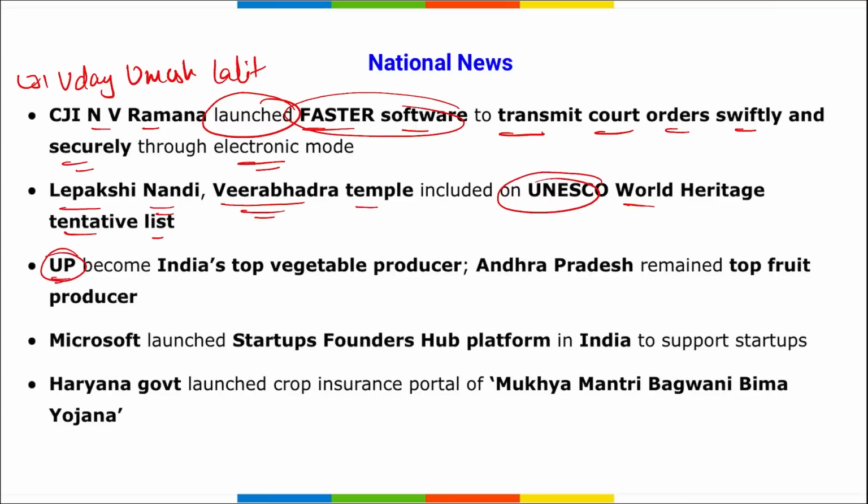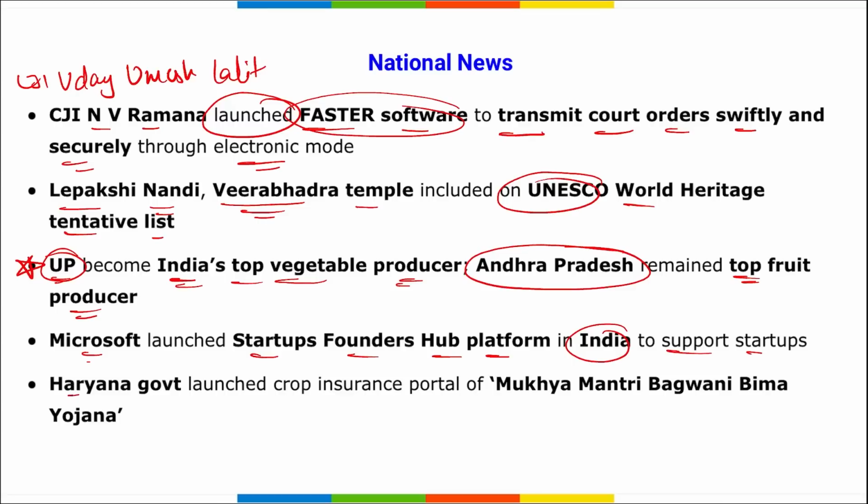UP, Uttar Pradesh became India's top vegetable producer, and it was Andhra Pradesh that remained on the top fruit producer list. Very important. Microsoft launched the Startup Founders Hub platform in India to support startups. Haryana government has launched the crop insurance portal of Mukhya Mantri Bagwani Bima Yojana.